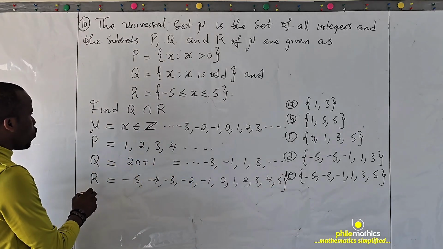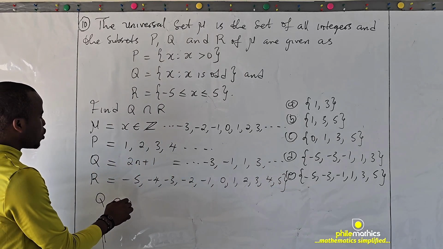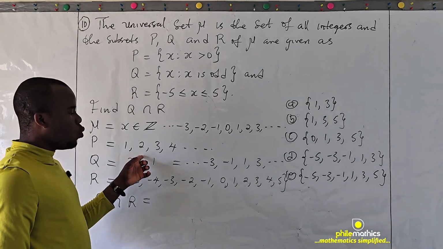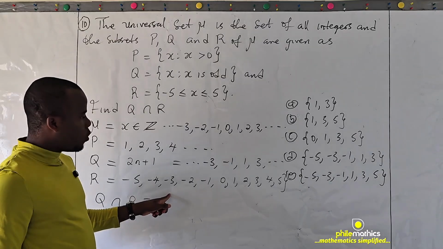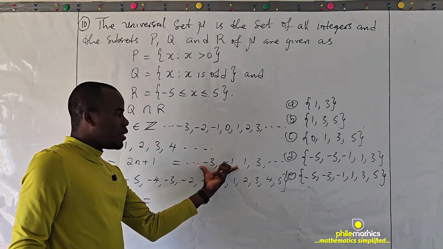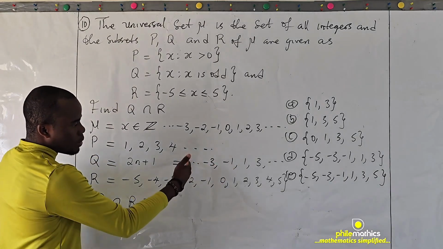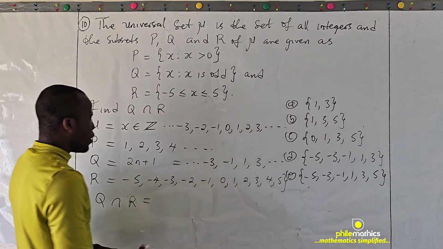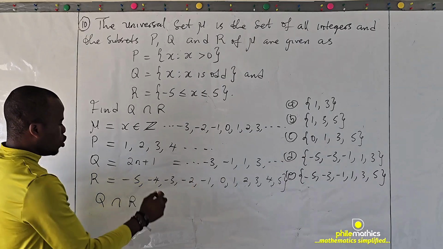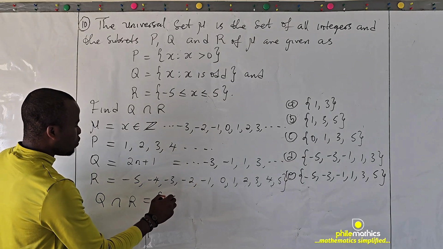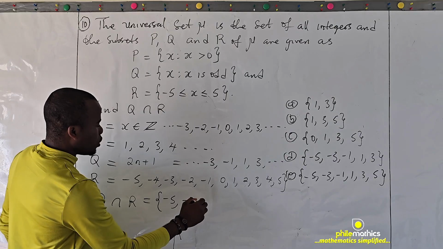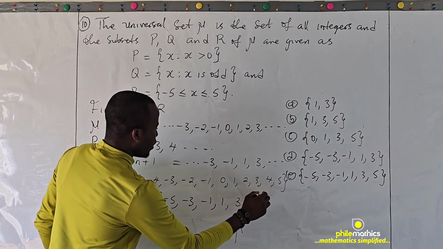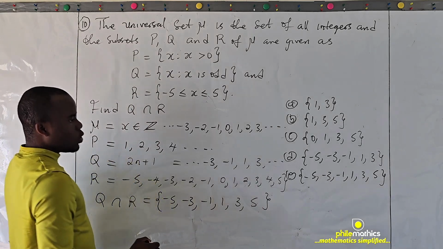And so we are asked to look for Q intersection R, meaning what are those things that you can see in Q and you can also see in R. Remember, this list is unending as long as it's odd. There's -5, there's -7, there's -9, and so on. And there's 5, 7, 9. And so if you look at this and this, you agree with me that you will see -5, -3, -1, you see 1, you see 3, you see 5, and that's all. So the correct answer is E.